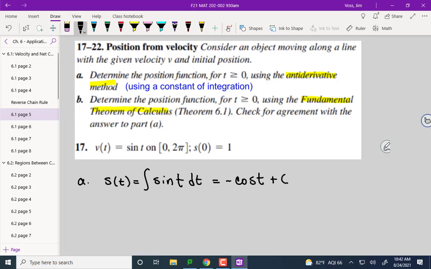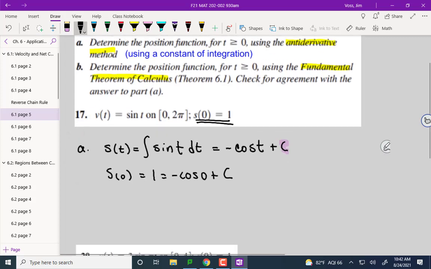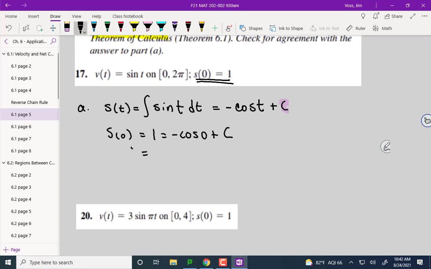So with the antiderivative method, it's going to boil down to figuring out what the c is. Well, we use this initial value right there. So we know that s of 0 is equal to 1. So s of 0 is also equal to minus cosine of 0 plus c. So here we end up with 1 is equal to cosine of 0 is 1, so that's negative 1 plus c. So we end up with c being 2. So that tells us that s of t is going to be negative cosine t plus 2. So that is the position at time t.